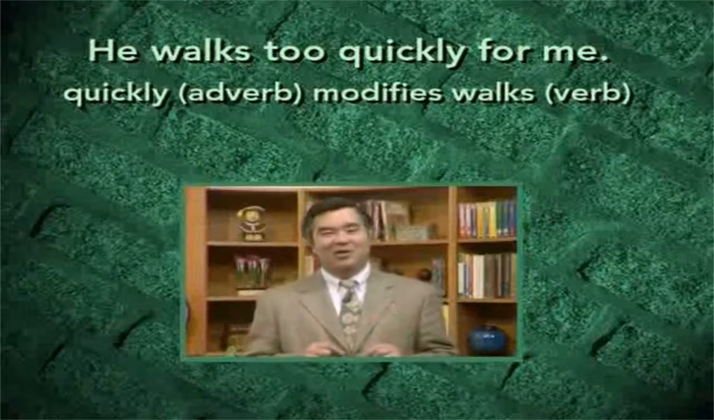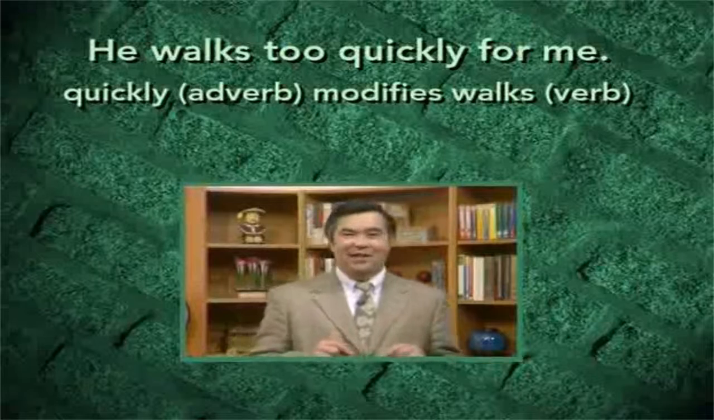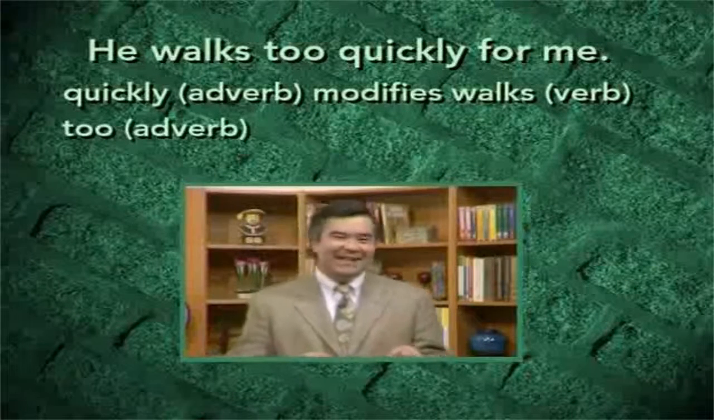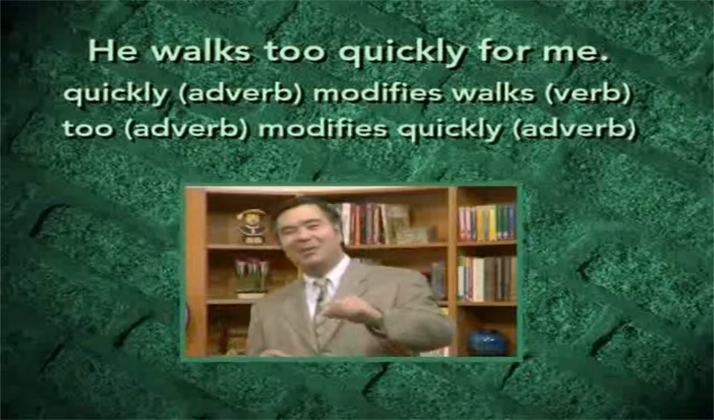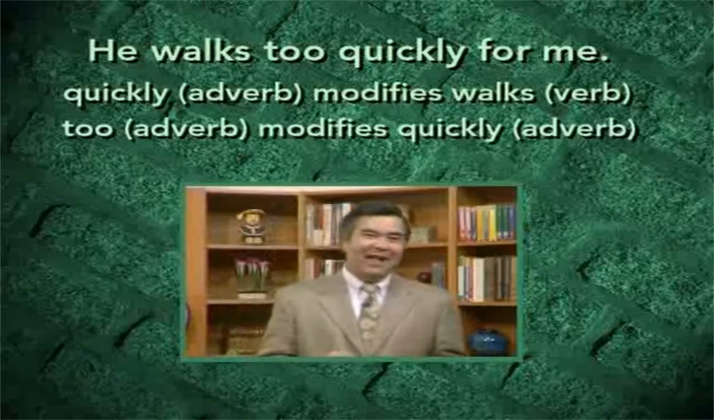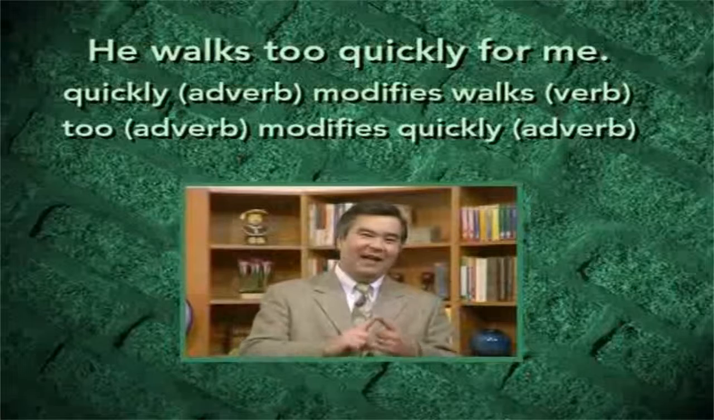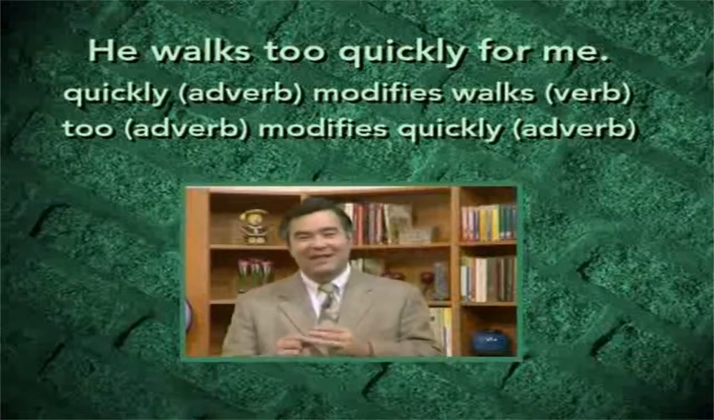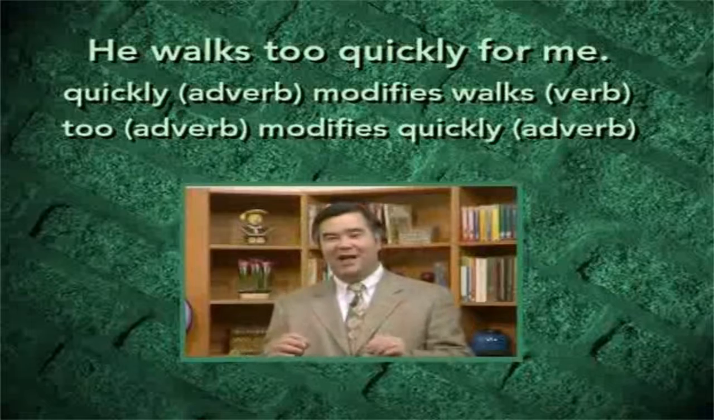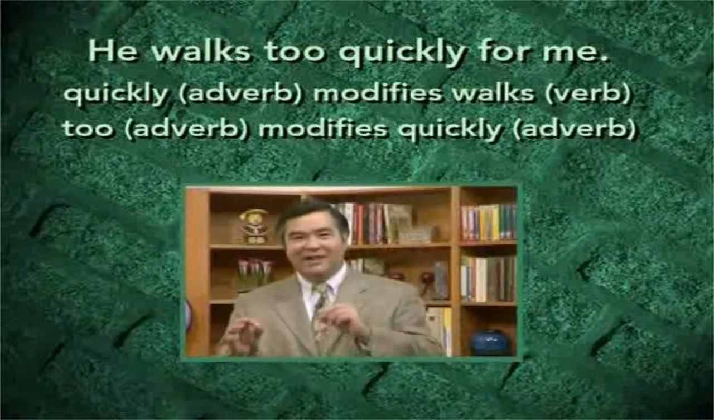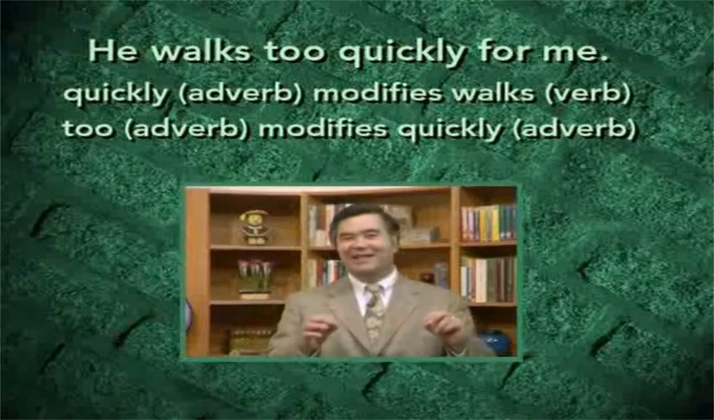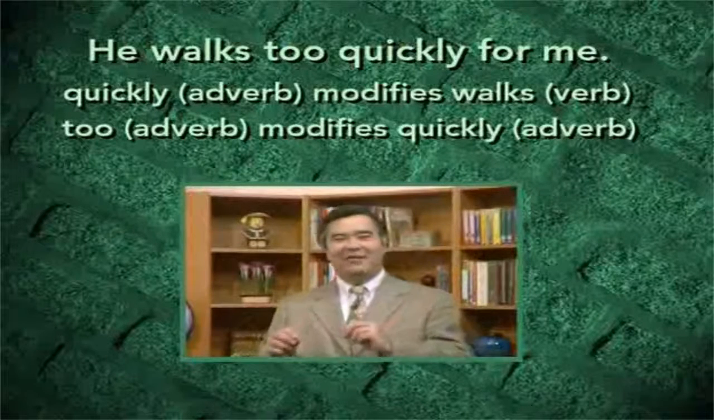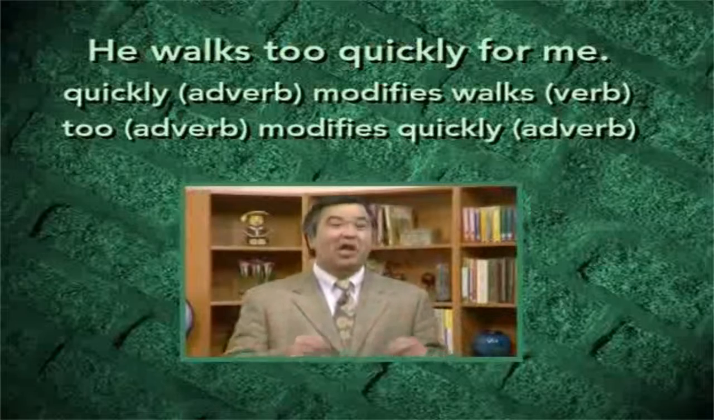Now what about the word too? He walks too quickly. What part of speech is too? Well, too is another adverb, and in this case, too is modifying the adverb quickly. Remember we said that an adverb can modify a verb, it can modify an adjective, or it can modify another adverb. This is an example of an adverb modifying another adverb. Quickly is an adverb modifying the verb walks. It tells us how he walks, quickly. The adverb too modifies the adverb quickly. It tells us how quickly he walks, too quickly.